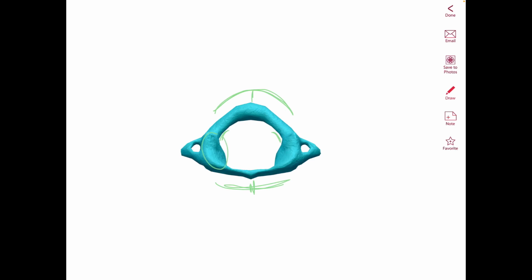This is the mass. The superior articular facet articulates with the occipital condyle of the skull, and it takes part in the atlanto-occipital joint. And the inferior articular facet articulates with the superior articular facet of C2, which takes part in the lateral atlanto-axial joint.